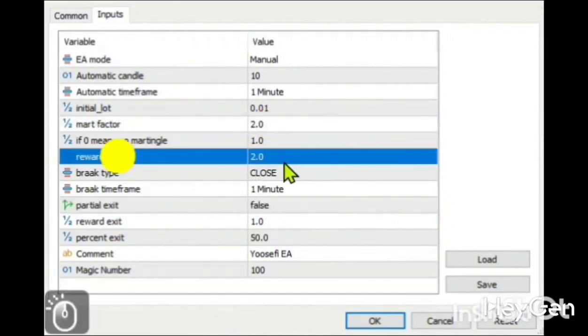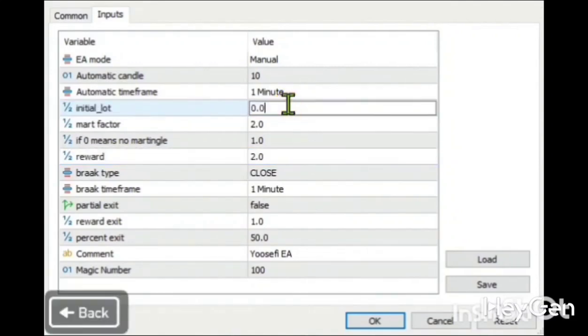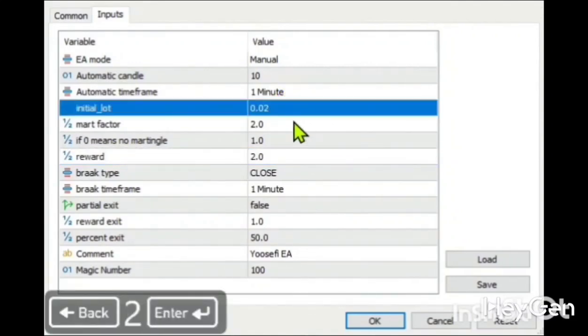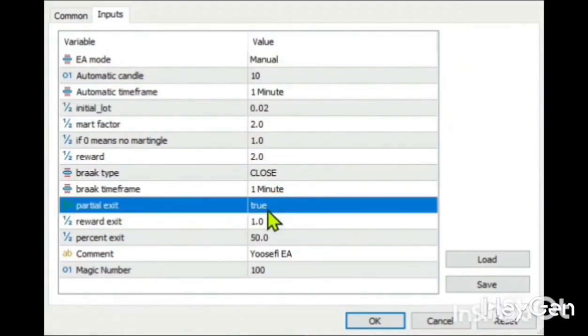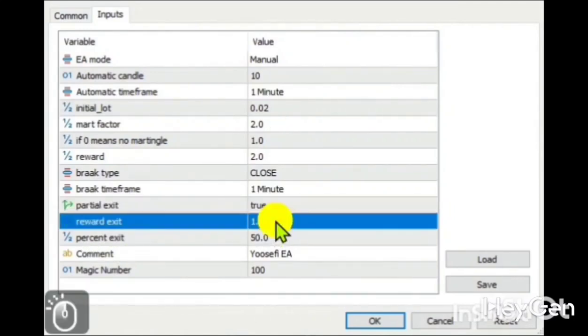Now if my volume here was 2/10 instead of 1/10, and I had set the partial exit to true, when this 2/10 reaches reward 1, it will close 50% of it. So when it reaches reward 1, it will close 50% of that 2/10. Here, I can determine at which reward level to close what percentage of the position, right?